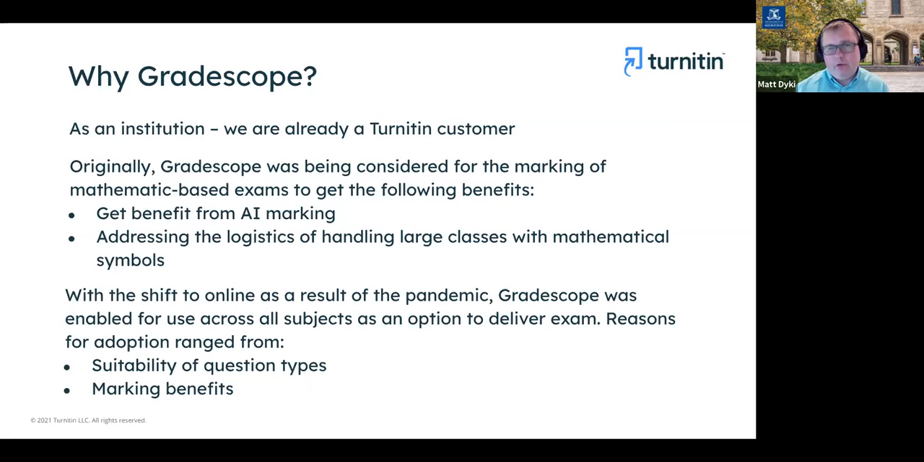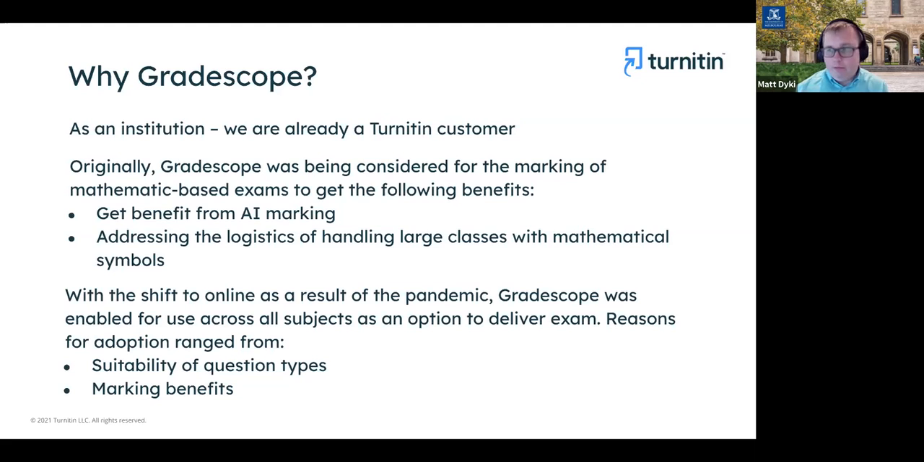And the main reason for that was that benefit of that AI marking, scanning the papers in and getting the system to look for that similar paper so we could actually mark them in groups, addressing many of the logistic issues around handling large classes. Also, just the problems with marking mathematical symbols in particular.